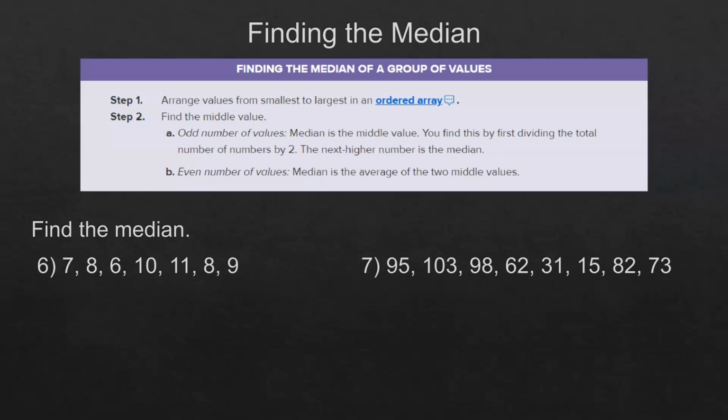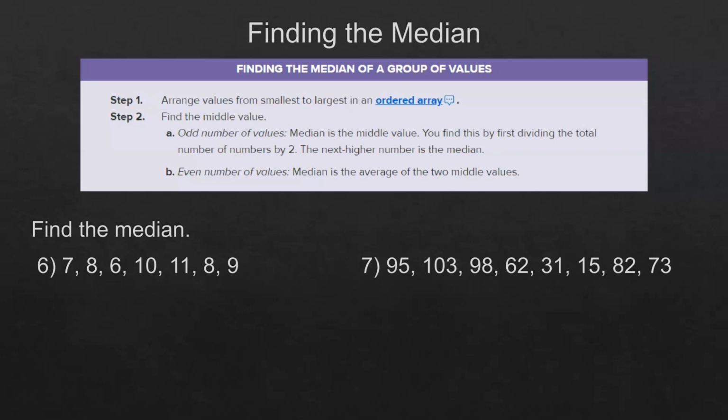All right, this is the second video for this section, and we are finding the median. When you're finding the median, you need to put these in order from least to greatest. I mean, you could do largest to smallest, but I always do smallest to largest. Basically, we first put them in order, and then we find the middle number.